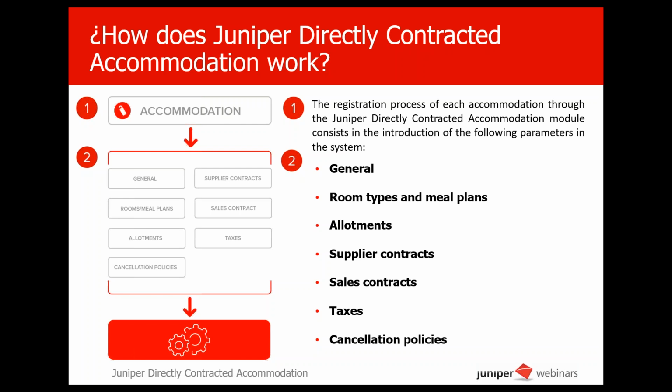Then we need to introduce the room types and meal plans, which means configuration of the different room types, number of adults and children allowed, and available meal plans. Then we'll also introduce allotments, the configuration of the different types of allotment, for example, base allotment, minimum allotment, extra allotment, secure allotment, and maximum allotment.